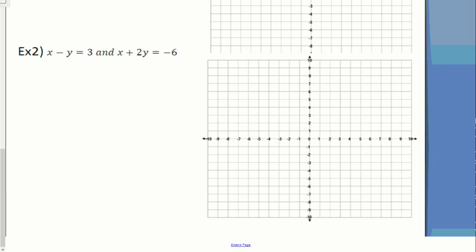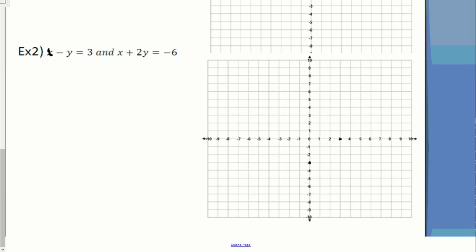To find the x-intercept, you basically cover up the y and you get x is 3. So I graph that point, x is 3. Then to find the y-intercept, you cover up the x. So I get negative y is 3, so y is negative 3. So my graph is those 2 points.